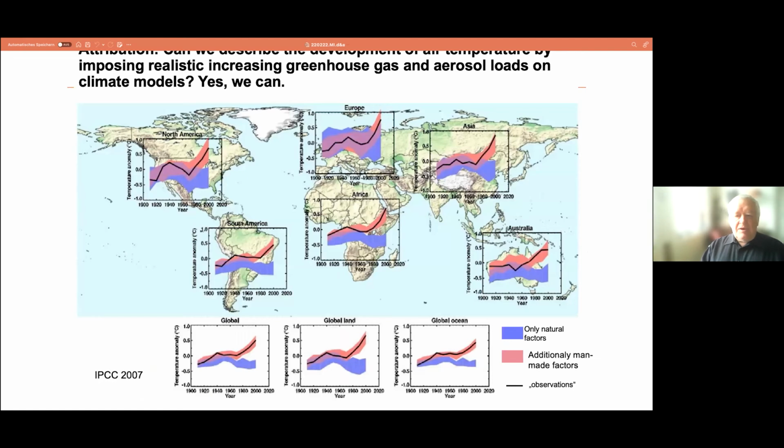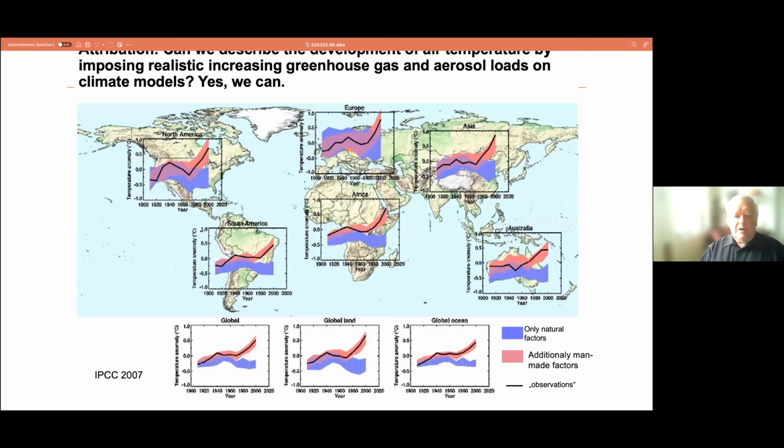So this was a diagram which was published in the IPCC 2007. It has been updated, but it's still valid. I'm using it because it's a little simpler. And namely, it shows efforts to try to simulate what the temperature development as given by 10-year means would be if we have only natural factors, so that would mean that we have only, say, solar variations and volcanoes and internal variability, and the result would be the blue band.